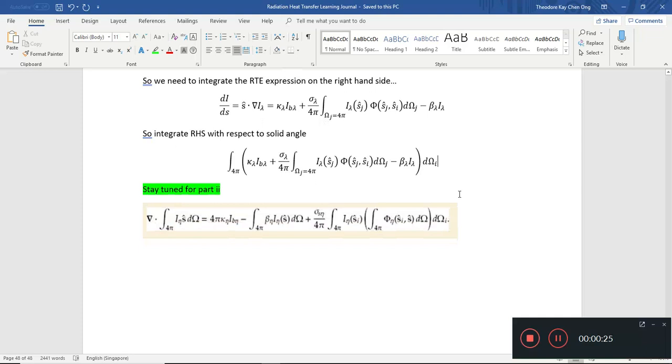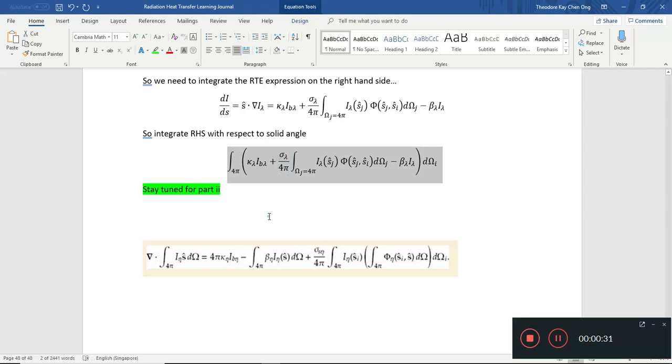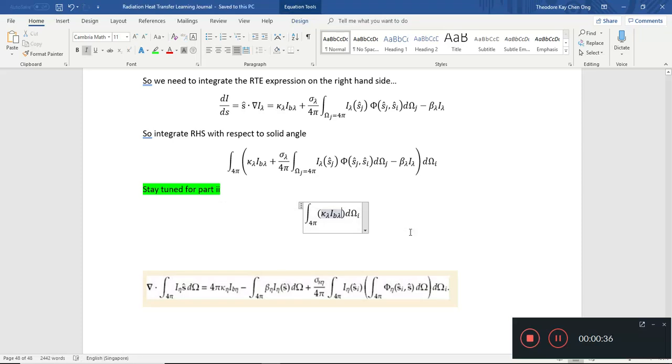So let's consider the first term first, which is just this kappa I_B lambda. This is pretty straightforward because I_B lambda does not really depend on the direction, neither does kappa lambda if the absorption coefficient is isotropic. So integrating this will just result in 4 pi times kappa lambda I_B lambda. This is pretty straightforward.